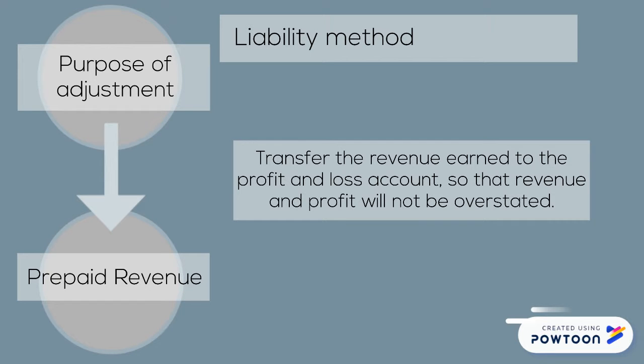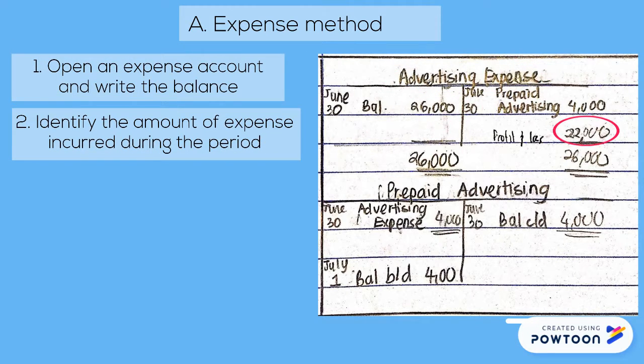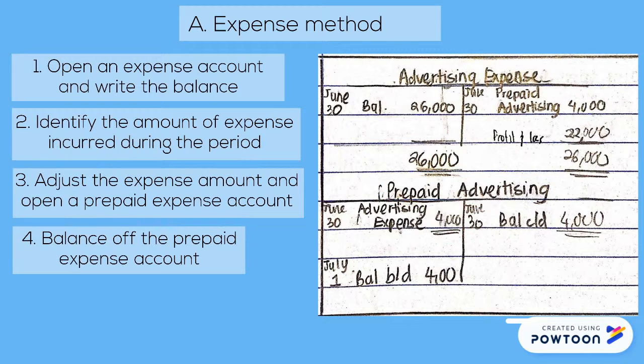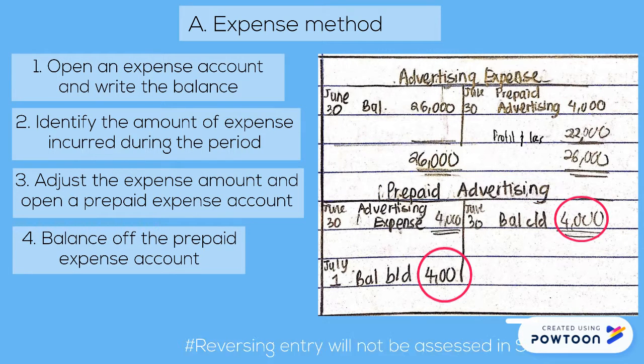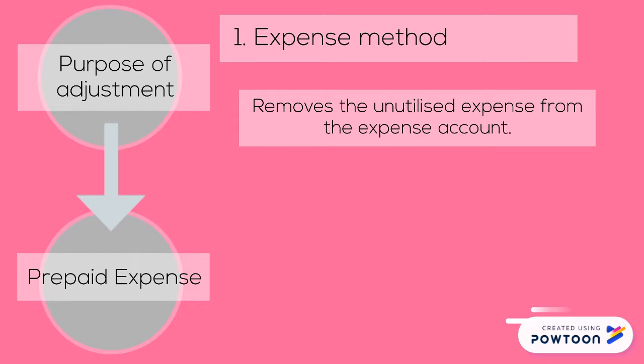will not be overstated. For the expense method, firstly, open an expense account and write the balance. Secondly, identify the amount of expense incurred during the period. Thirdly, adjust the expense amount and open a prepaid expense account. And lastly, balance off the prepaid expense account. The expense method is used to remove the unutilized expense from the expense account.